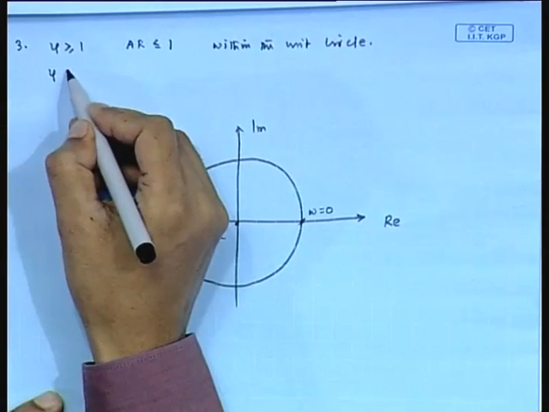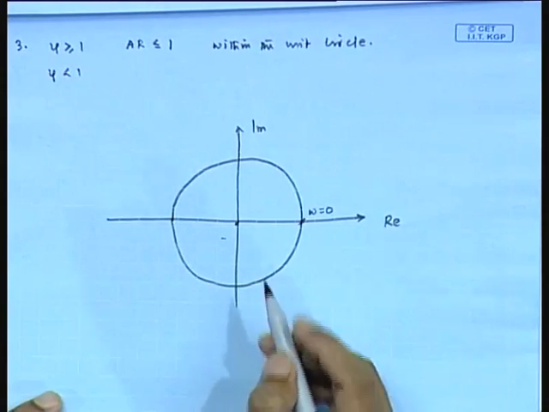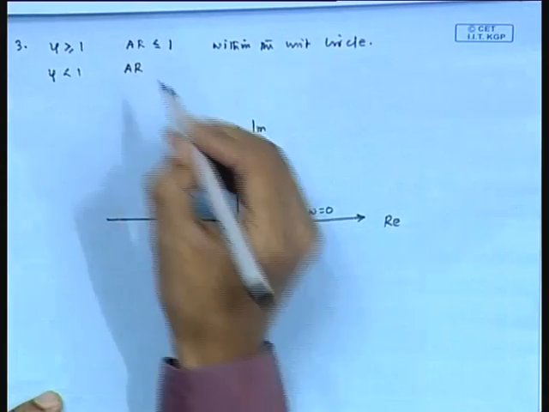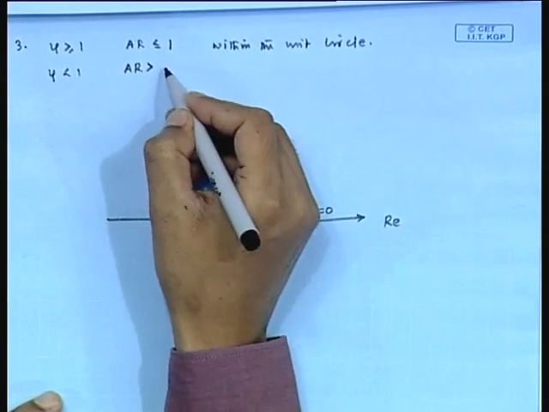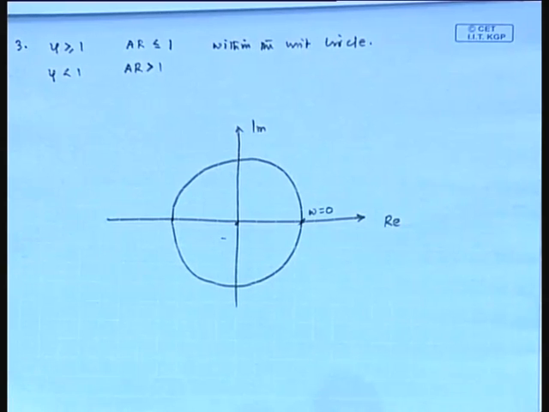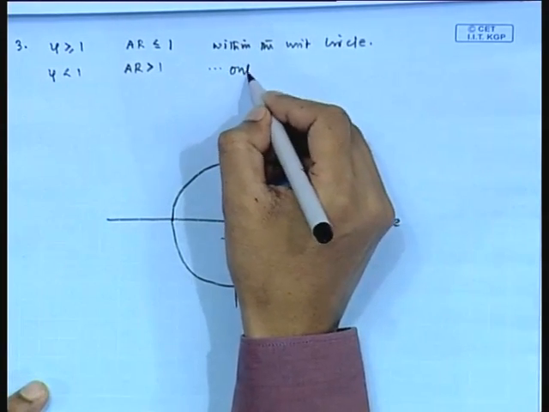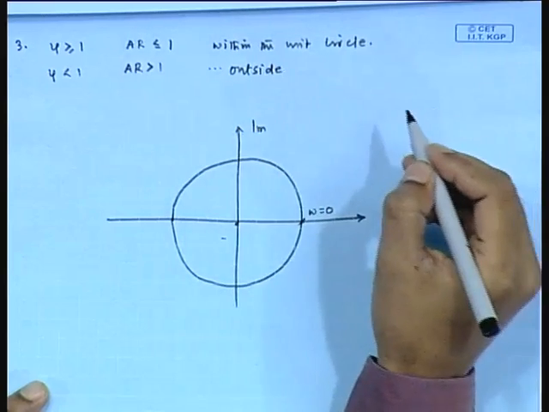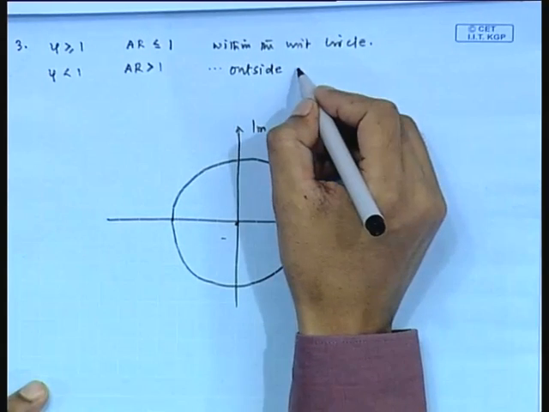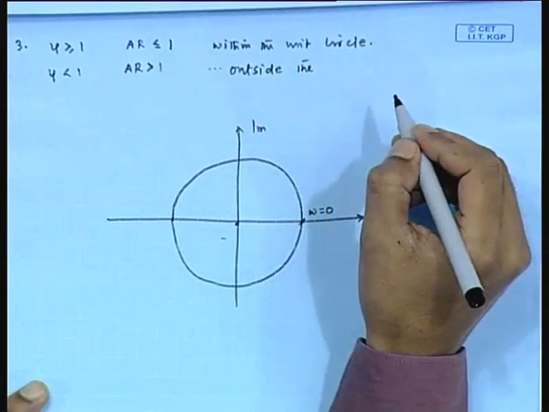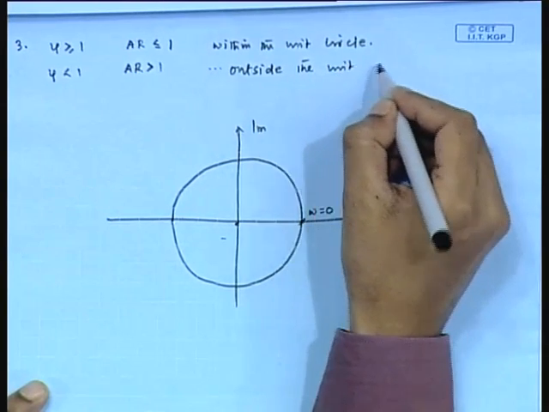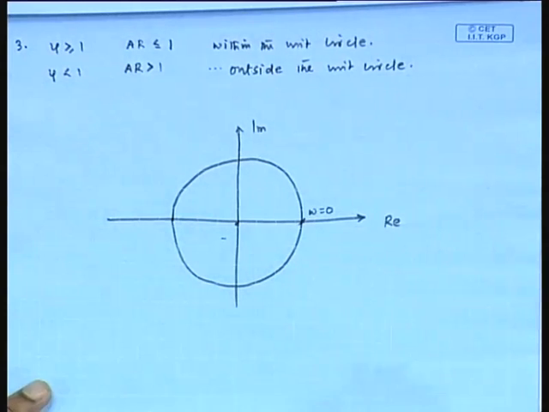Similarly, if we consider zeta less than 1, it is easy to investigate that amplitude ratio becomes greater than 1. When zeta is less than 1, amplitude ratio becomes greater than 1. That means the polar plot goes outside of the unit circle.